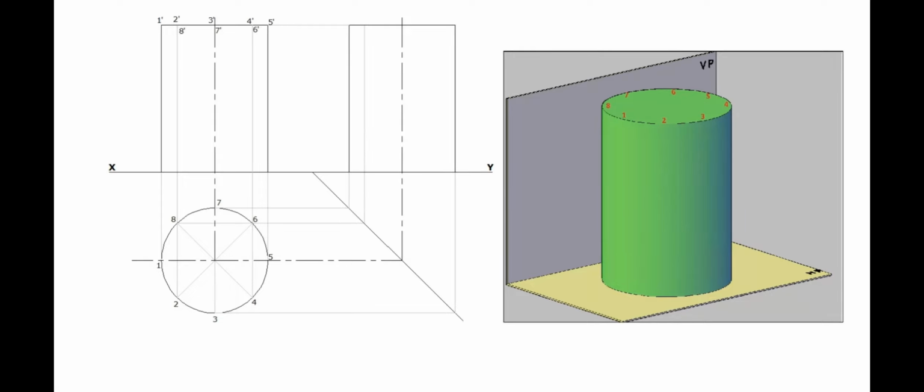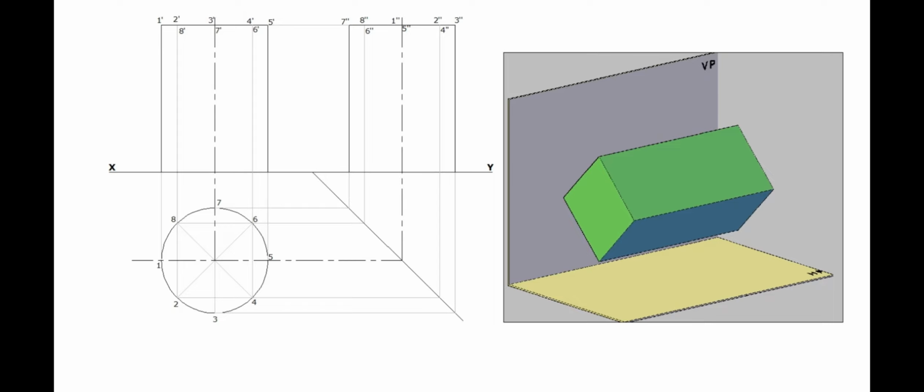Through the miter line, project the divisional points to the side view also. Mark it as 1 double dash, 2 double dash, 3 double dash, 4 double dash, 5 double dash, 6 double dash, 7 double dash, and 8 double dash.